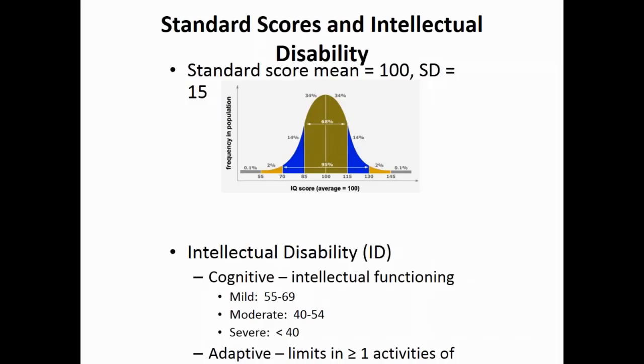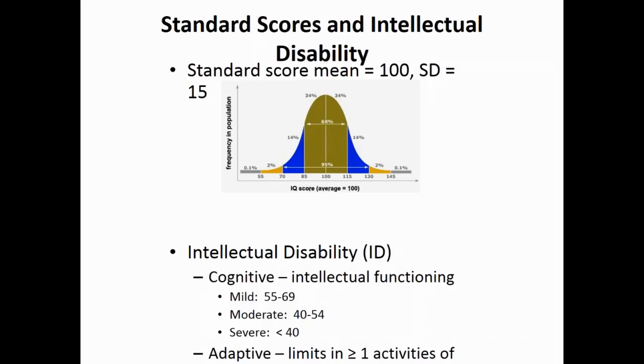So a quick review of standard scores. I thought it would be helpful. Many disciplines use standard scores as it's a method to take an individual's performance and compare it to a normative population. This standard curve would be for an IQ score where the mean is 100 and the standard deviation is 15 points. Thus, the scores between 85 and 115 describe average performance overall for the population, which comprises 68% of that normal population.